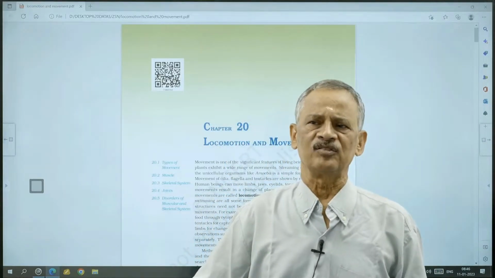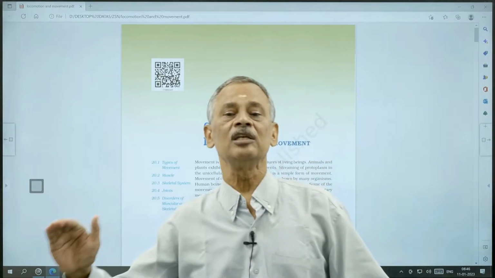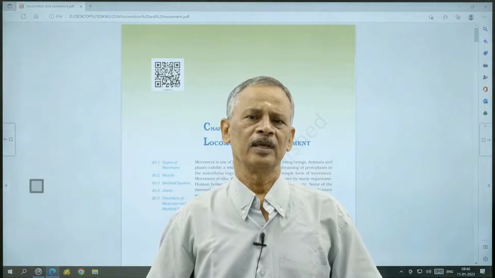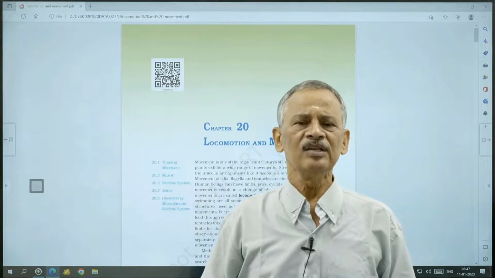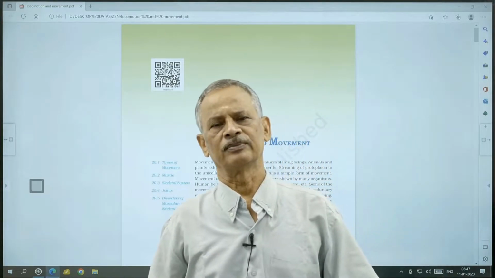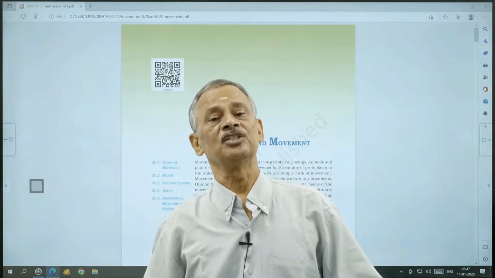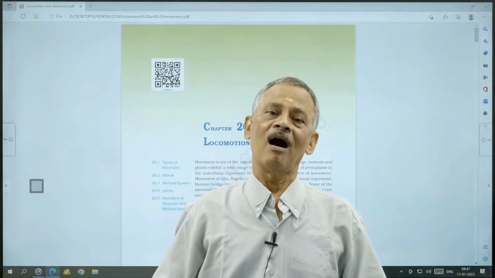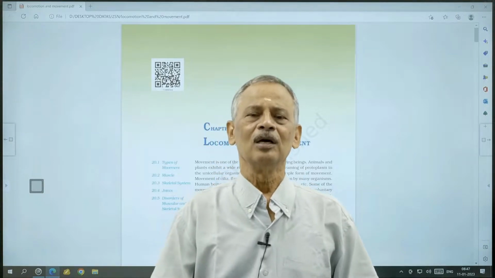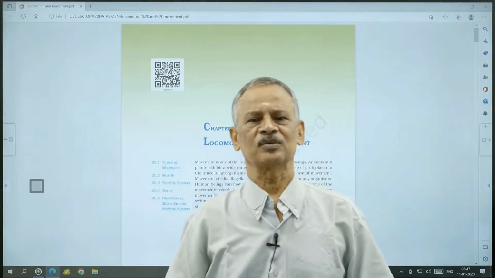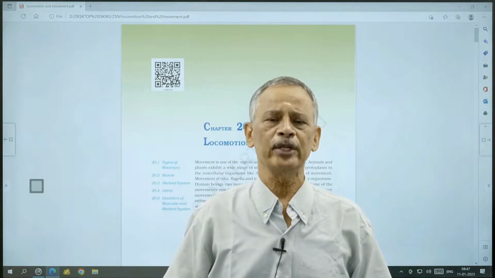In animals, we are having movement that results in change in position. That movement that results in change in position is called locomotion. All movements are not resulting in change in position. That is why we say that all movements are not locomotion, but all locomotions are movements. So a movement that results in change in position is called locomotion.